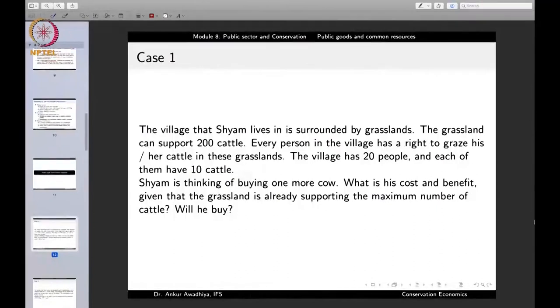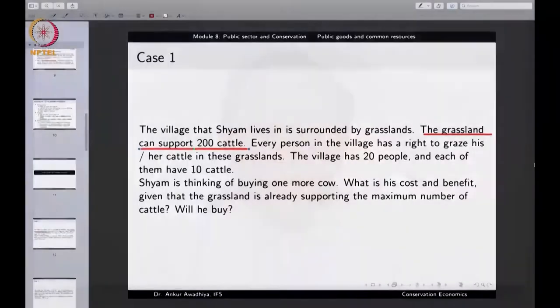The village has 20 people. Each of them has 10 cattle, which means that the total number of cattle is 200 and the grassland can support 200 cattle. So basically the grassland can support 200 cattle and there are already 200 cattle in the village. And Shyam is thinking of buying one more cow. What is his cost and benefit given that the grassland is already supporting the maximum number of cattle, and will he buy?